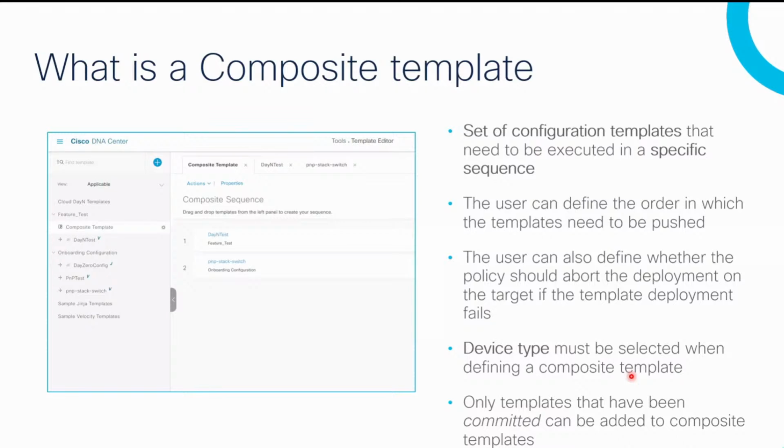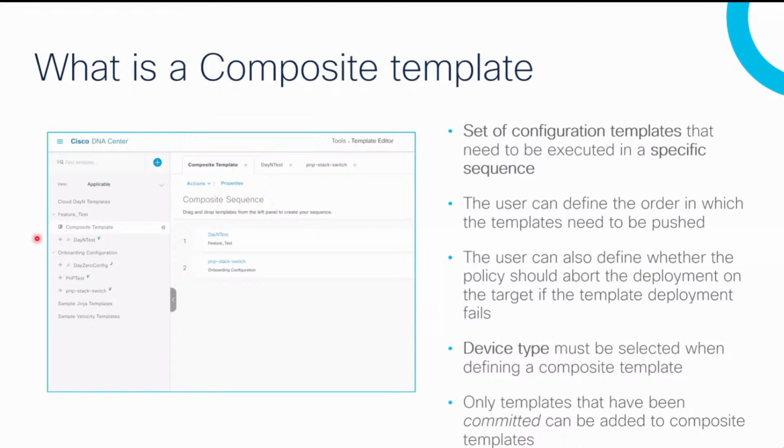Also, we have composite templates. Composite templates are a set of configuration templates that need to be executed in a specific sequence. The user can define an order in which the templates need to be pushed. The user can also define whether the policy should abort the deployment on the target if the template deployment fails. The device type must be selected when defining a composite template, and only templates that have been committed can be added to the composite template.